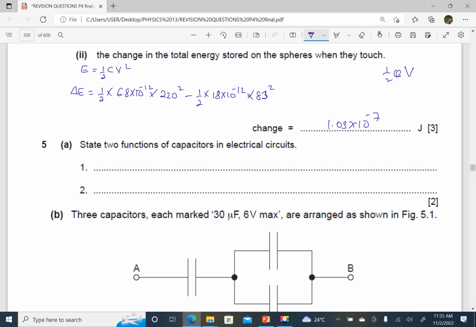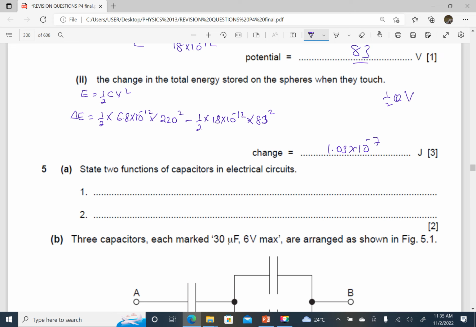Okay, state two functions of capacitors in electrical circuits. Functions of capacitors, there are almost 10. I'll state a few. Number one, capacitors are used for blocking DC because many times capacitors have insulating materials between them. They can block direct current. We have seen capacitors are used in smoothing, that is, reducing the fluctuation or variation of the output voltage from the AC. Number three, capacitors are used for storing energy, for example, the flash unit of a camera.